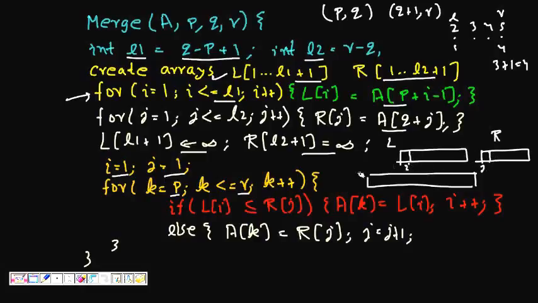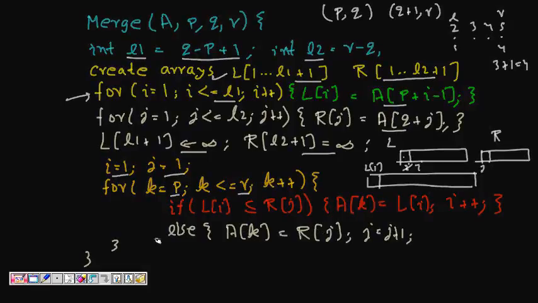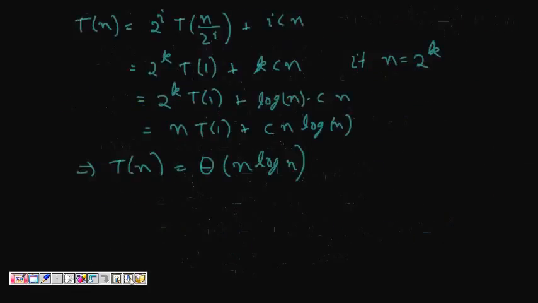If L[i] is less than R[j], it means this one is smaller, so I copy this L[i] here, and then i is increased to this place. Okay, i is i plus 1. Next, again we compare these two, and whichever is larger, for the other one we increment the index there. So we will take one example to look at this.